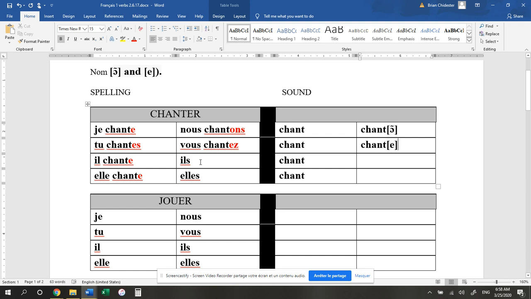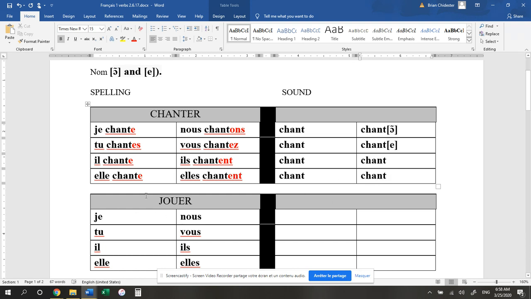Lastly, the they form, ils chantent, elles chantent. Now you'll notice there's an ENT at the end, but it is silent. Ils chantent, elles chantent. So once again, chante, chante.